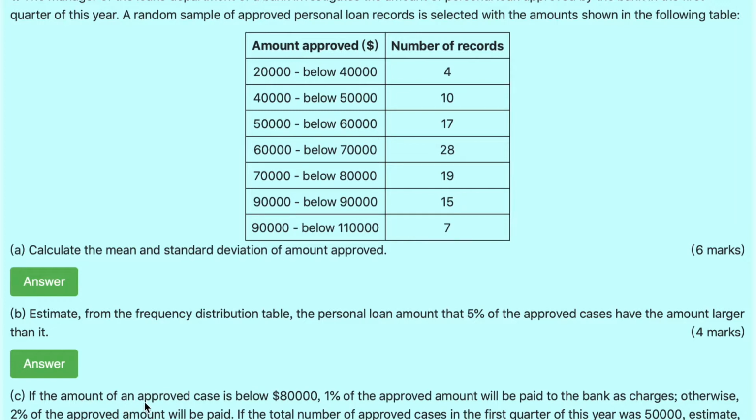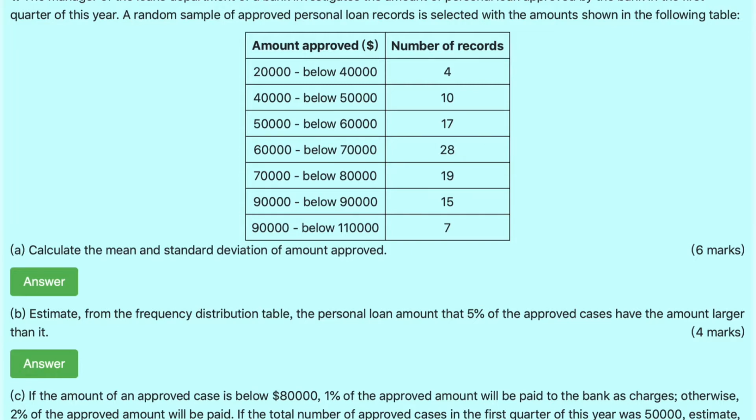If the amount of an approved case is below $80,000, then 1% of the approved amount will be paid to the bank as charges. Otherwise, 2% of the approved amount will be paid. If the total number of approved cases in the first quarter of this year was 50,000, then estimate from the frequency distribution table the total amount of charges received in the first quarter of this year.